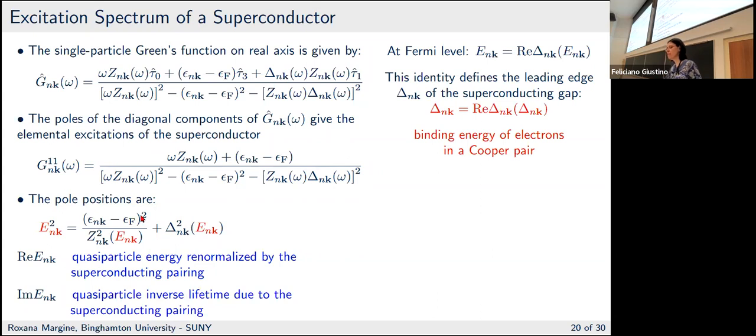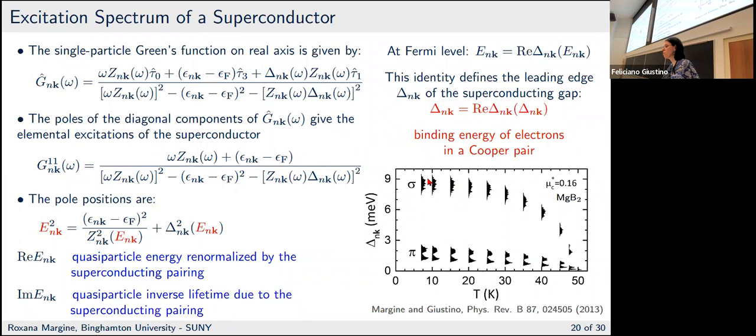Now, at the Fermi level, you can see that if E_nk is equal to E_F, this term is equal to 0. So this identity allows us to obtain delta, the leading edge of the superconducting gap. So this is nothing else but the binding energy of electrons in the Cooper pair. And if you plot this quantity, so you basically evaluate this at every temperature, as a function of T, you will get what we call the superconducting gap function as a function of temperature.